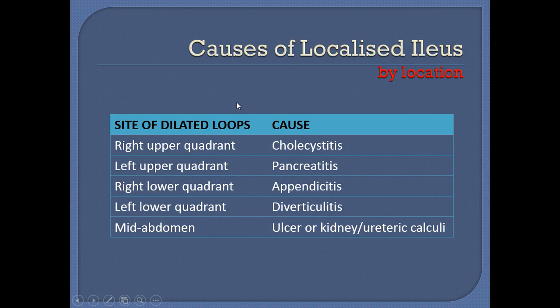What are the causes of localized ileus? They can be divided according to the site. If they are in the right upper quadrant, we can suspect cholecystitis. If it is in the left upper quadrant, we can suspect pancreatitis. In the right lower quadrant, appendicitis. In the left lower quadrant, diverticulitis. And in the mid-abdomen, ulcer or some ureteric or renal problem.